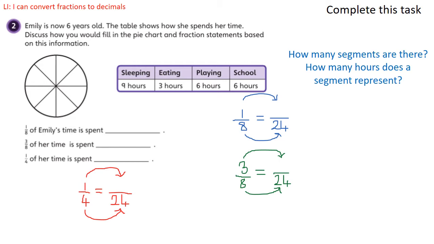Well, first of all, let's have a look at the pie chart because that's no longer split into 24 sections. How many sections is it split into? It's split into 8 sections. But we know there are still 24 hours of the day. So sleeping, it says that Emily spends 9 hours sleeping. So that's going to be 9/24.